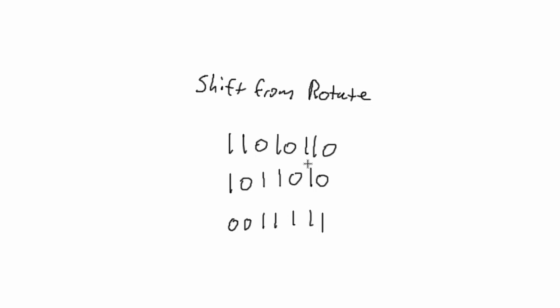And I think I'm missing a bit. 11010, 11010. I am missing a bit. My mistake. So if I wanted to turn this rotate into a shift, all I'd have to do is generate this mask and then add them together, and the end result is effectively the same as a shift right two positions. You'll notice that this number is effectively this number shifted to the right.